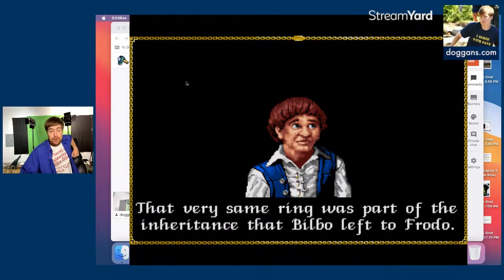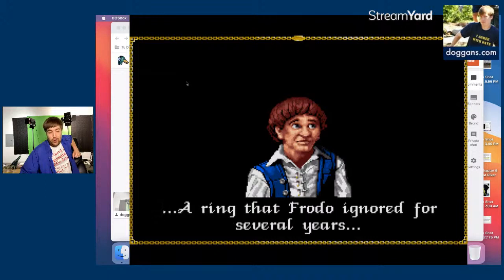That very same ring was part of the inheritance that Bilbo left to Frodo. A ring that Frodo ignored for several years.